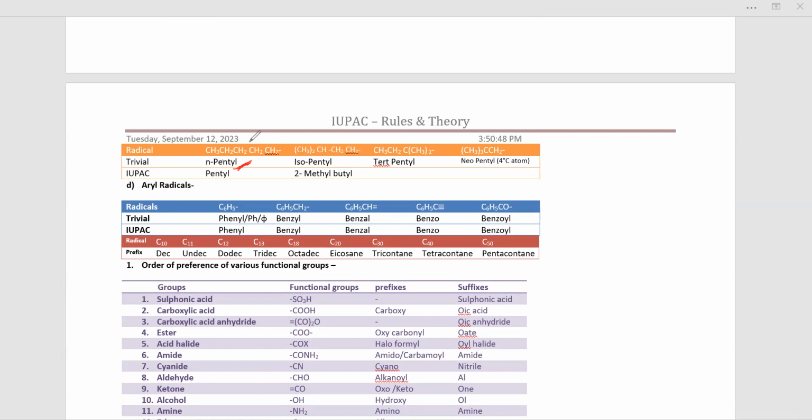Now, see. Trivial names means common names.